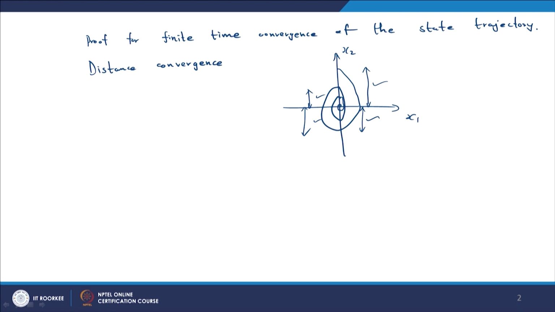How much time is taken is the second proof we are going to see through time convergence. Eventually, what we prove through this higher order sliding mode controller is finite time convergence of the state variable to the equilibrium point, which was not possible through the conventional sliding mode controller. So, now we see the proof of distance convergence.